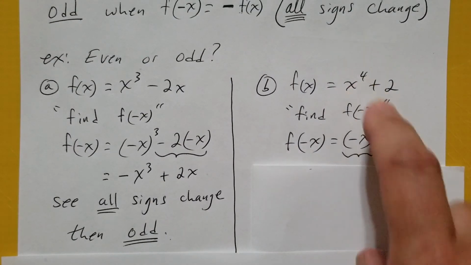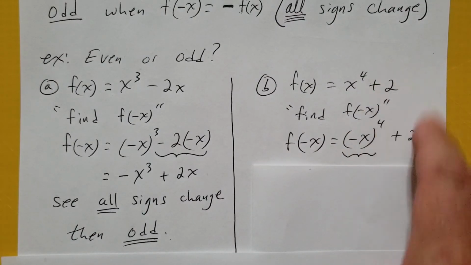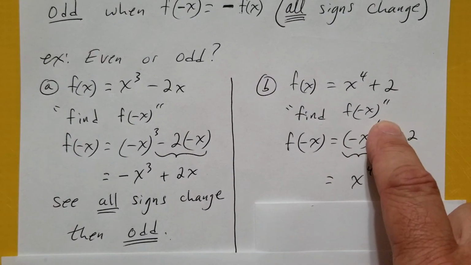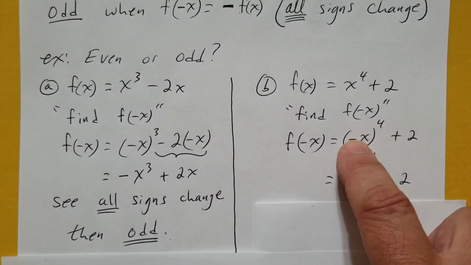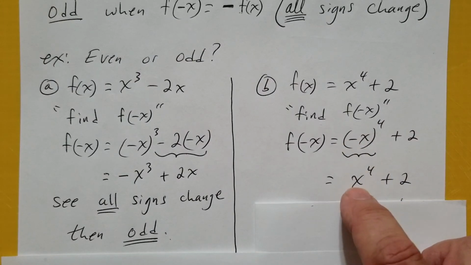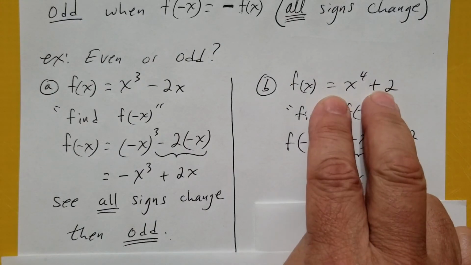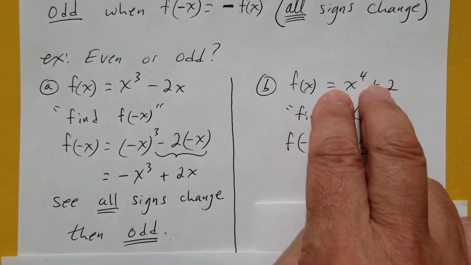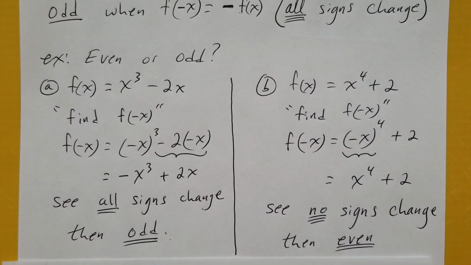So x to the fourth becomes negative x, quantity 4, and the 2 just stays as the 2, right? So we know that negative to the fourth power is positive. Negative to an even power is positive. So the negative goes away, and we're just left with x to the fourth, plus 2 we didn't touch. Compare it to the original. Nothing changed, right? Exactly the same thing. No sign changes. So that means it's even. Okay?